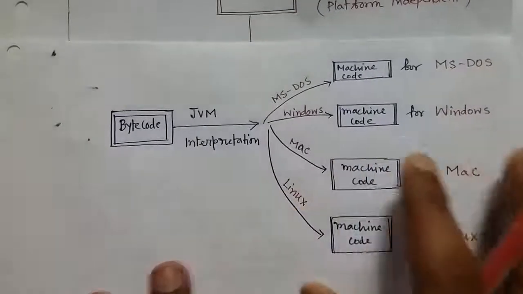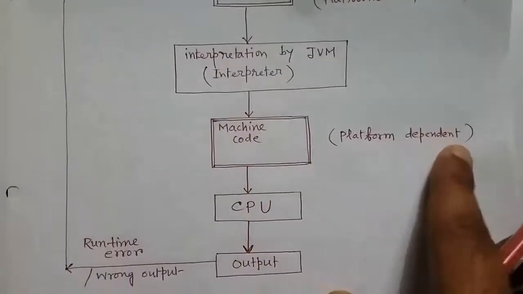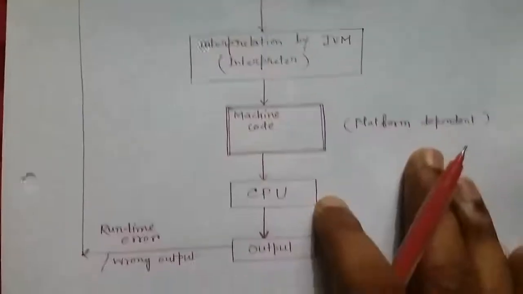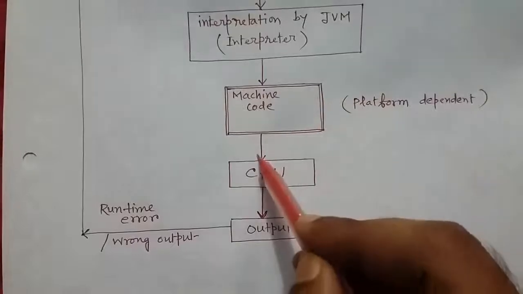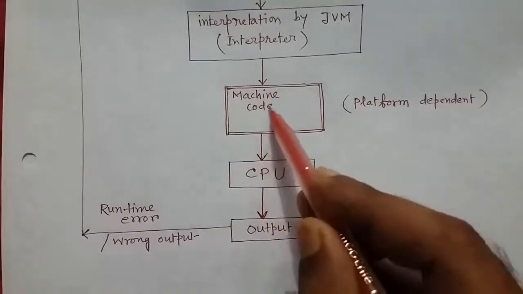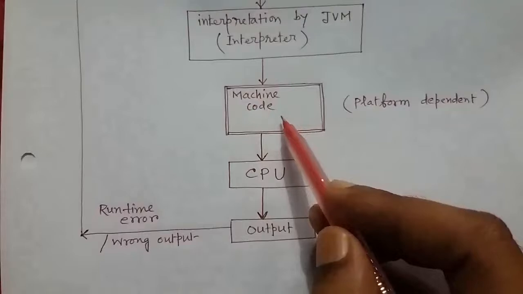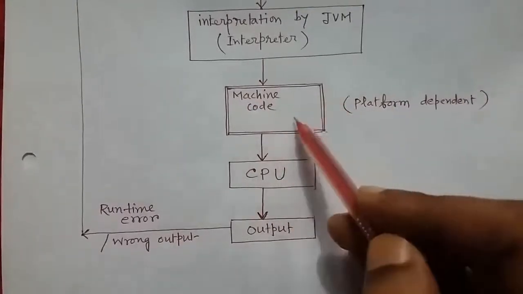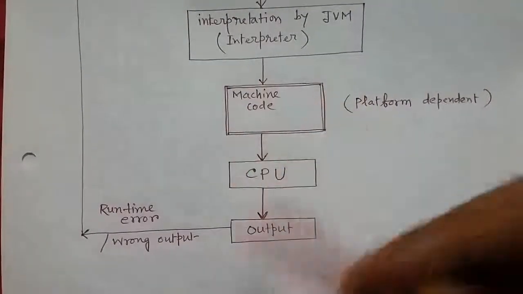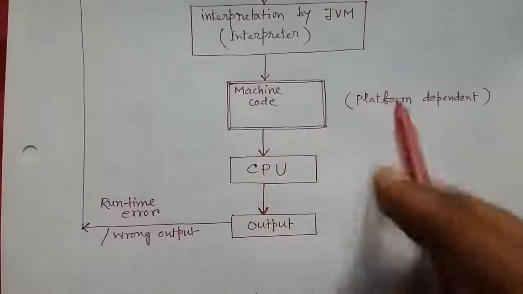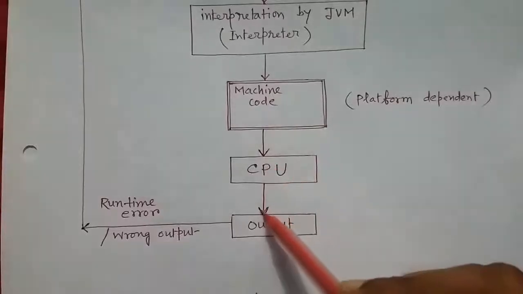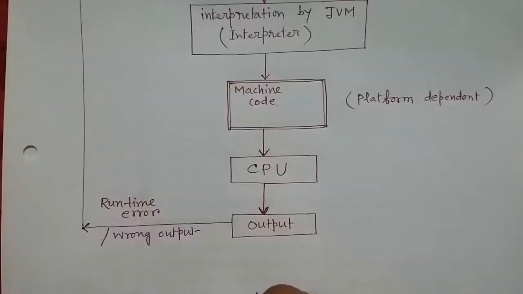So machine code is platform dependent. Now when this machine code is generated, the CPU can directly execute it, because this machine code is written in machine language, the machine's own language. That's why the CPU can directly execute this machine code, and the output will be produced.